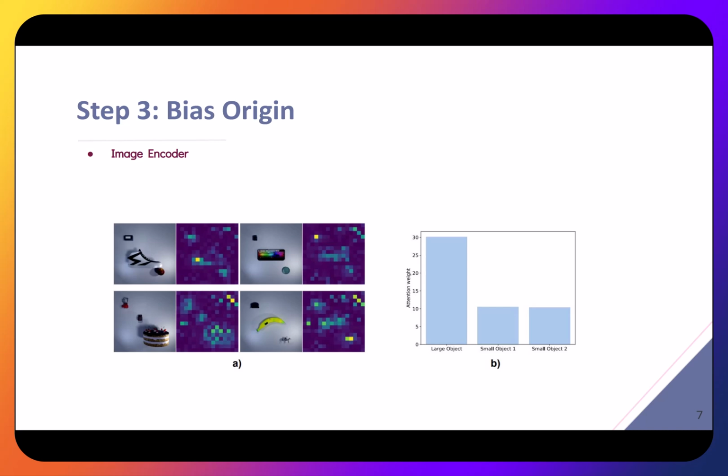To understand where these biases come from, we examined the model's attention patterns. For the image encoder, we found that the larger objects occupy more visual patches in the vision transformer, which leads the CLS token to attend more to them. This explains the size bias in image representation.